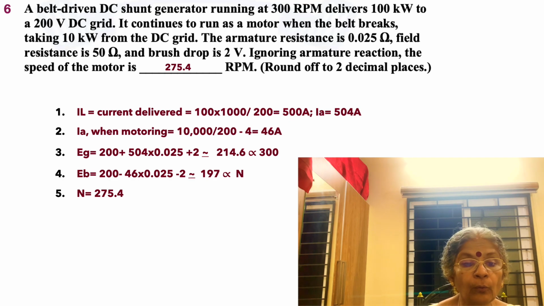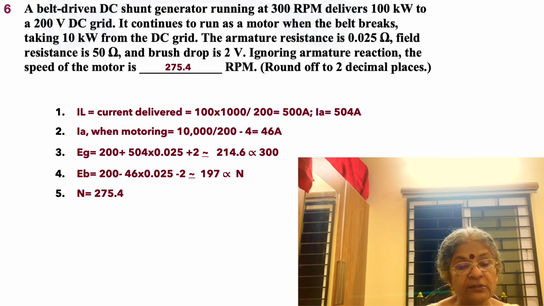Then now let's talk about the motoring case. So IL in motoring. Earlier we called it IL, now we are talking about the motoring case. What is that? It takes 10 kilowatt, so 10,000 divided by 200. From there, of course, so much ampere is taken, but then 4 ampere again goes off into the field. So we are having only 46 amps for the armature sake.